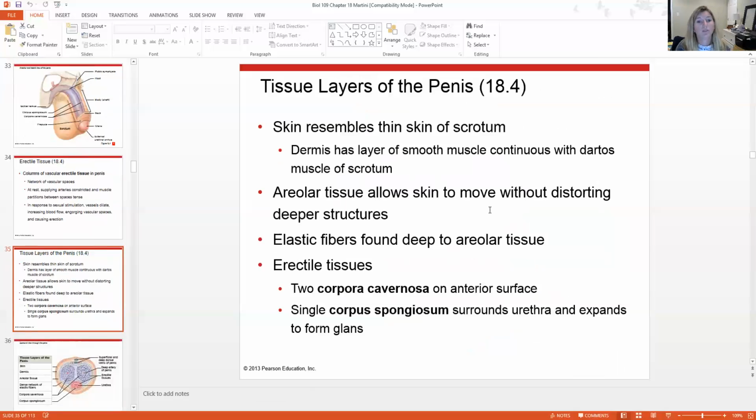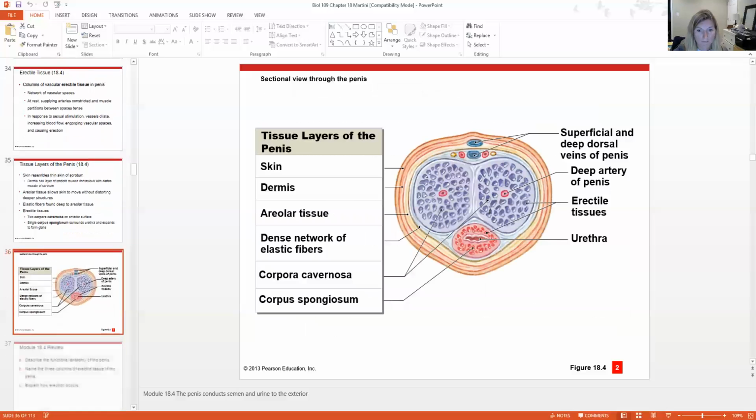So the skin of the penis resembles the thin skin of the scrotum. The dermis has a layer of smooth muscle that's continuous with the dartos muscle of the scrotum. There's areolar tissue that allows the skin to move without distorting the deeper structures, and the elastic fibers found deep to the areolar tissue make it able to move and go back to shape. The erectile tissues are the corpus cavernosum on the anterior surface and the corpus spongiosum, which expands to form the glans that surrounds the urethra.